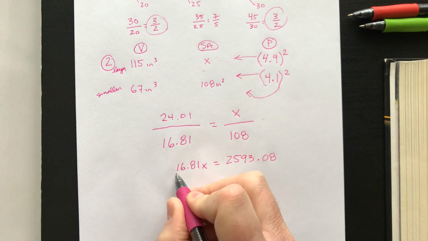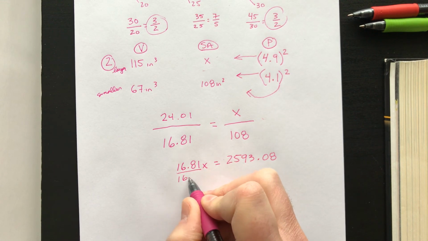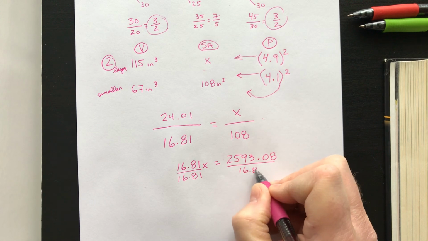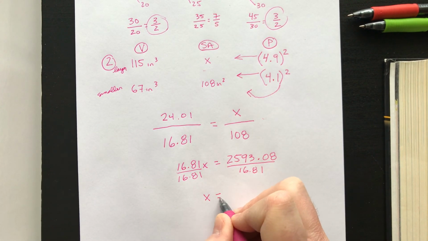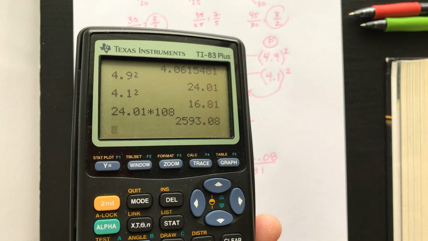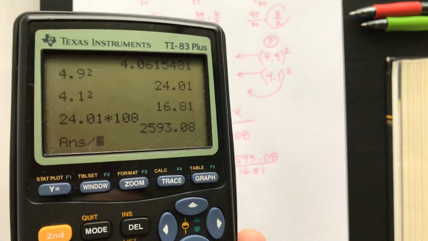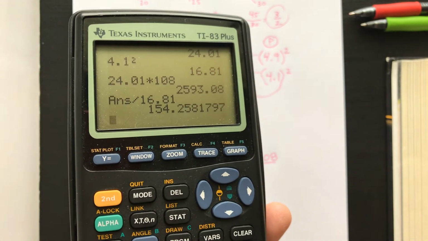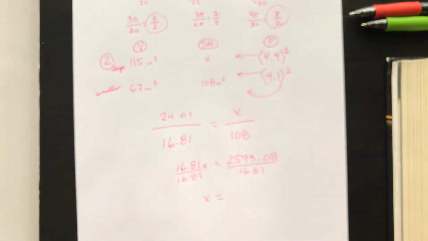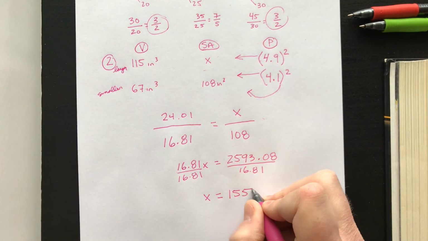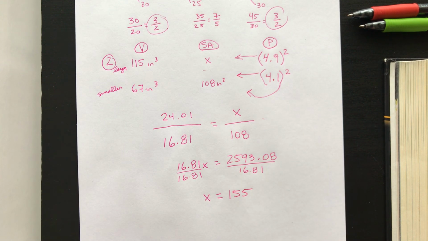And then our last step, we just divide both sides. So I take 2593.08 and divide that by 16.81. I get 154, 155. All right. So there's your answer. So that's how you do those problems.